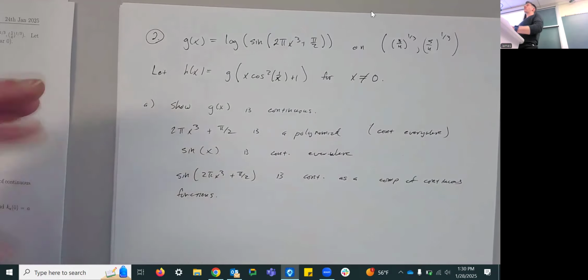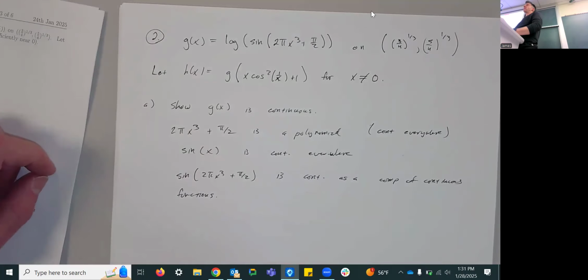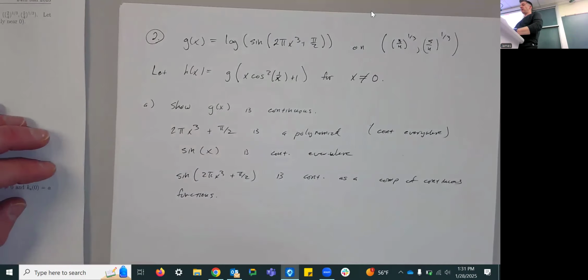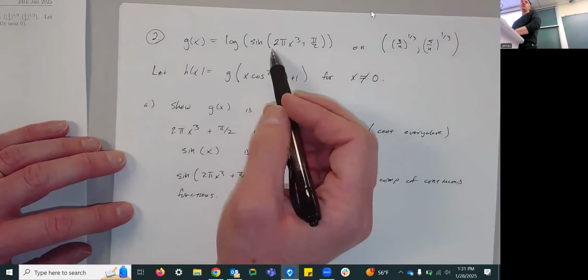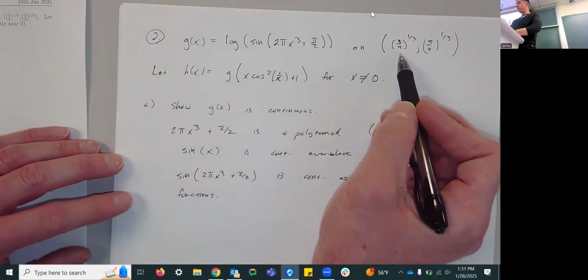Now, the logarithmic function is not continuous everywhere because it's not defined everywhere. So we need to think about the fact that it's not defined when the input is less than or equal to 0. So we just need to double check that this expression isn't going to be less than or equal to 0 on this interval, which is kind of annoying, but we can do it.